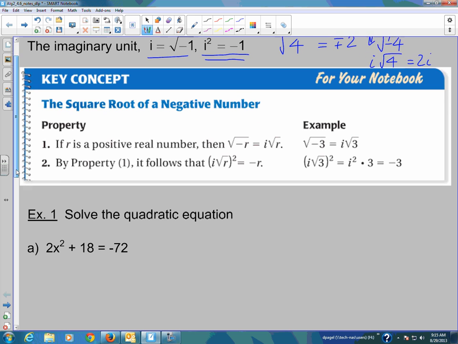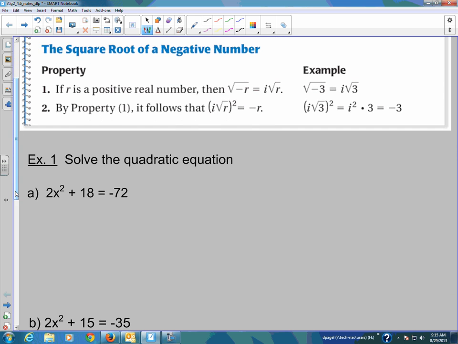All right. So here's a little rundown on the square root of a negative number. Just talked about the idea of pulling out the i and being left with that r there. All right. Let's go work some examples.